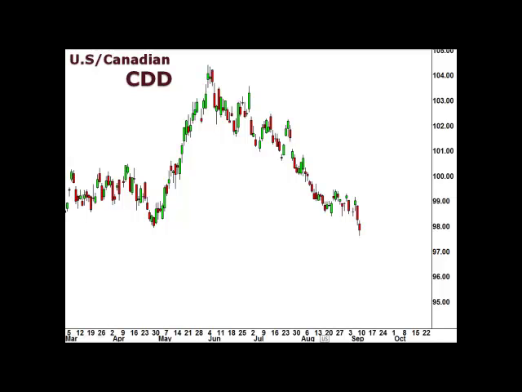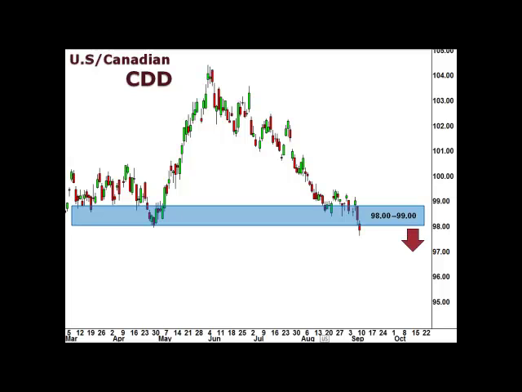Next up, the U.S. dollar versus the Canadian dollar as seen here in the CDD. Well, the CDD broke below 98. 98.99 becomes the new resistance level. The path of least resistance is to the downside with 96.97 as the next level of support.